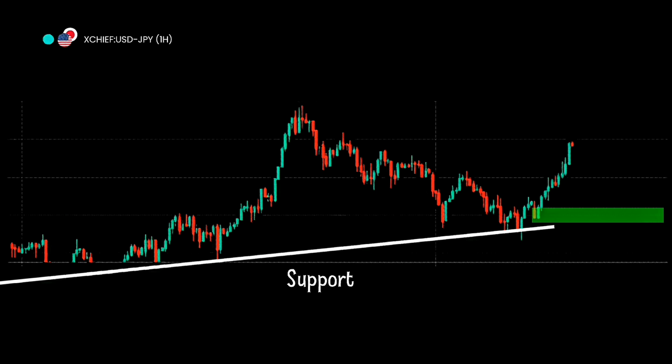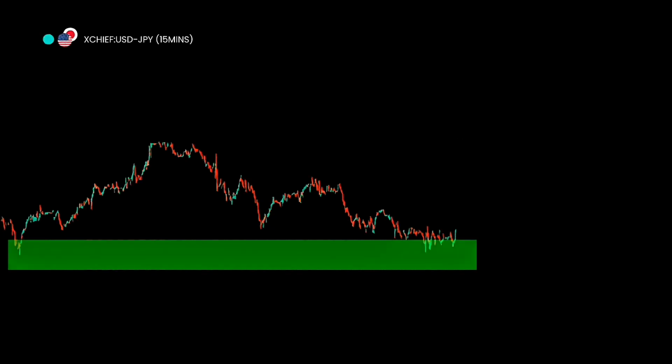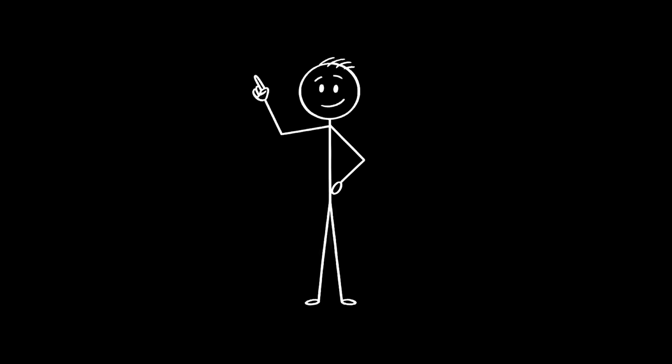Now you sit on your hands and do nothing until the price taps into your level. Then you scale down to the lower time frame, which is 15 minutes, and wait for your entry signal. Once you have identified the trend with the higher time frame, whatever is happening on the lower time frame shouldn't bother you no matter how tempting it is.